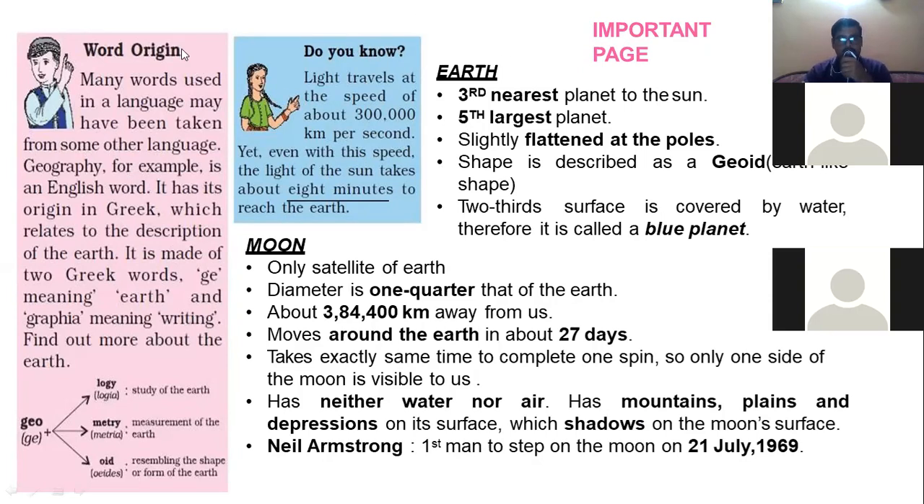Many words used in the language are derived from Greek origin, which is derived from Latin words, as well as geography. Geo means the earth, and graphy means to sketch, to plot. So geo refers to the earth, and logy refers to the study of earth. And in Greek, it's called geologica or geologia.